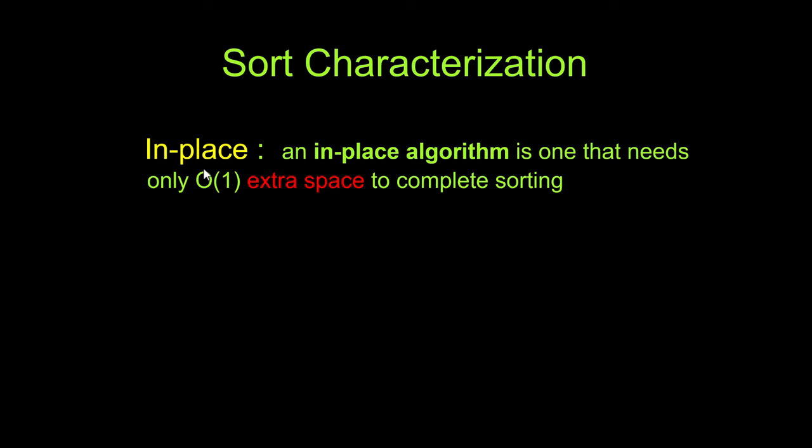First, in-place sort. It is an algorithm that needs only O(1) extra space to complete sorting. Extra space here means space that is outside of the input list. So such an algorithm does not need space that is proportional to the input length of the list to be sorted. Our Python code for selection sort in this video needs the extra space to keep the results.